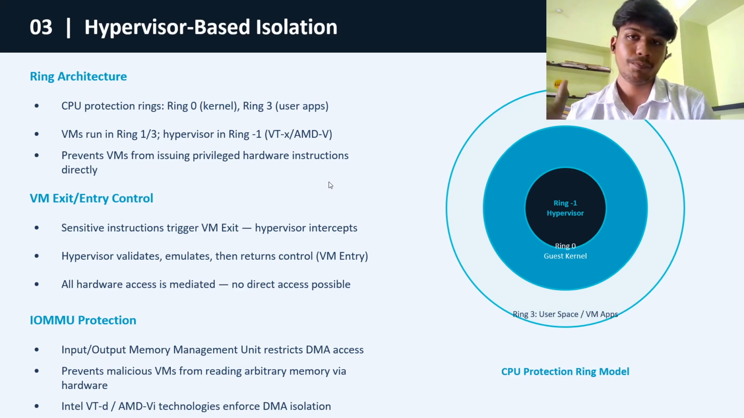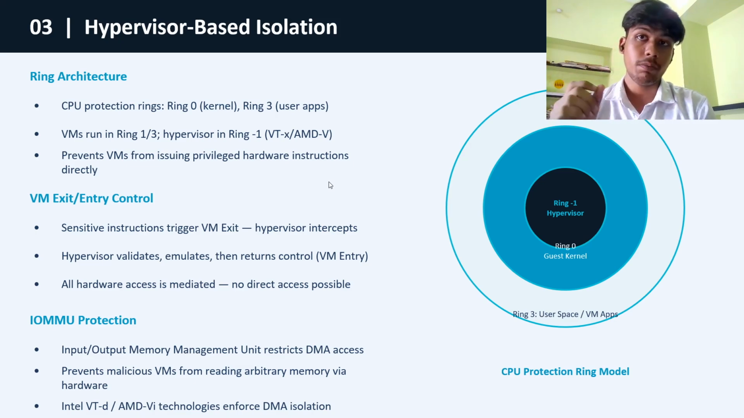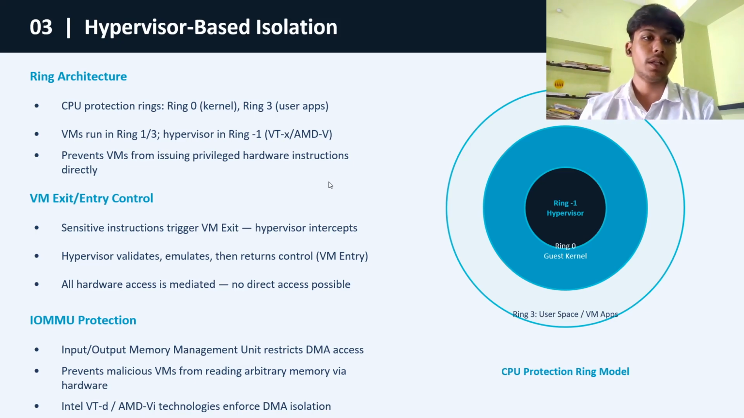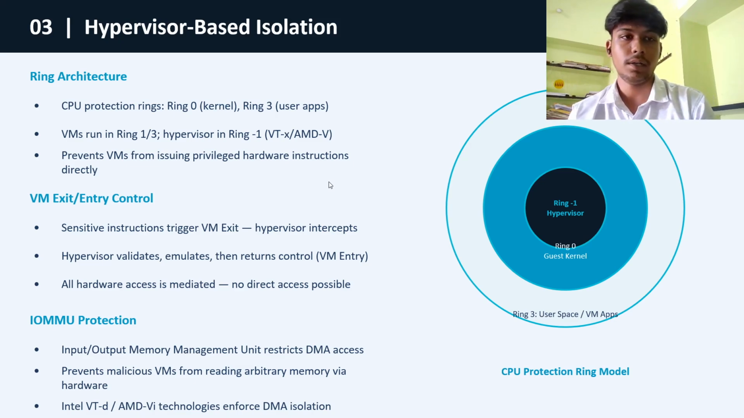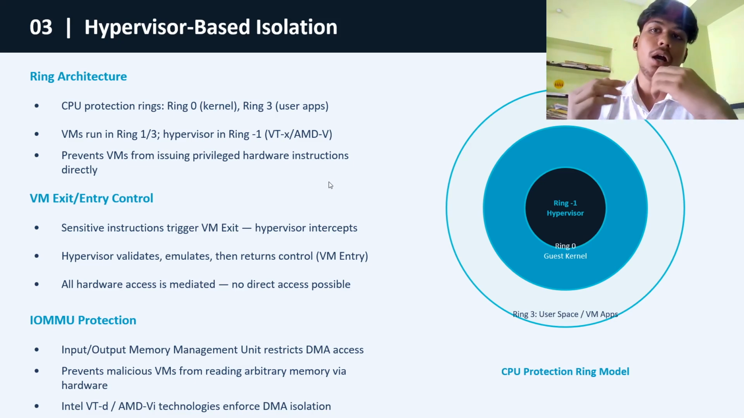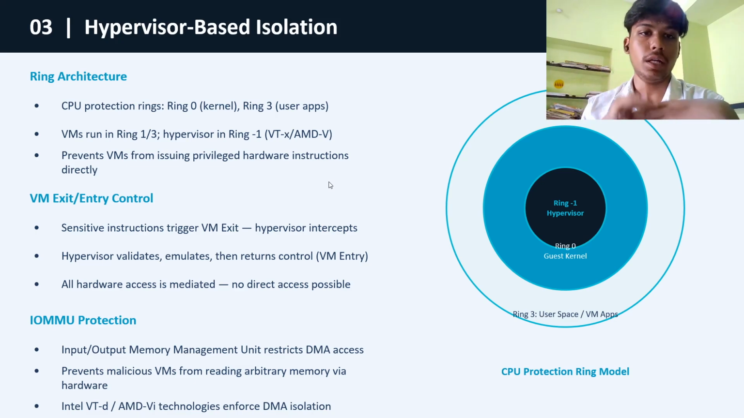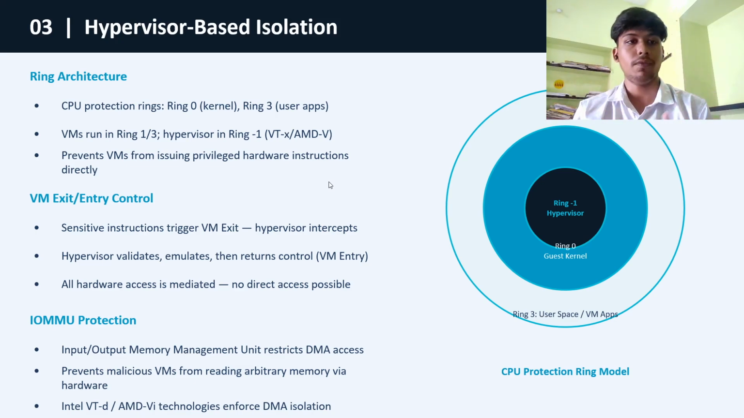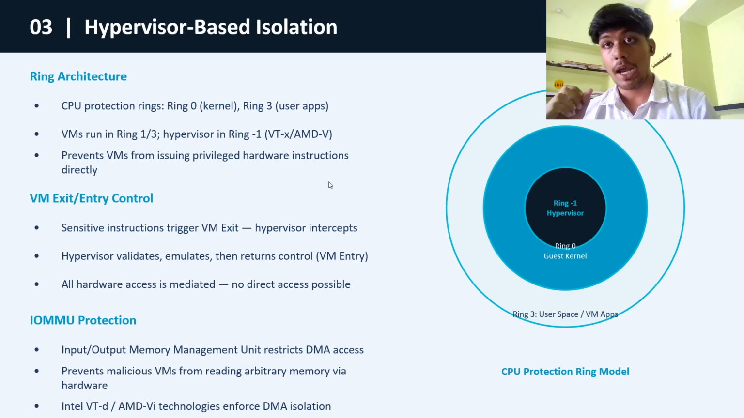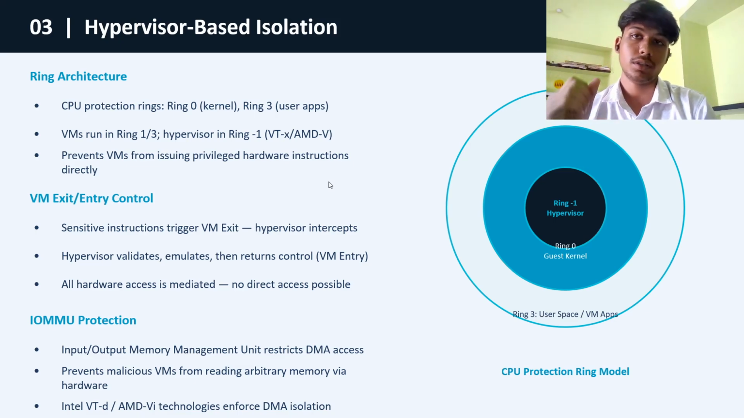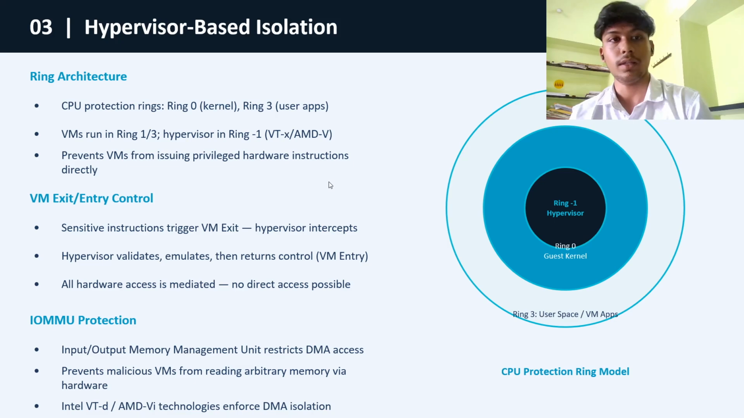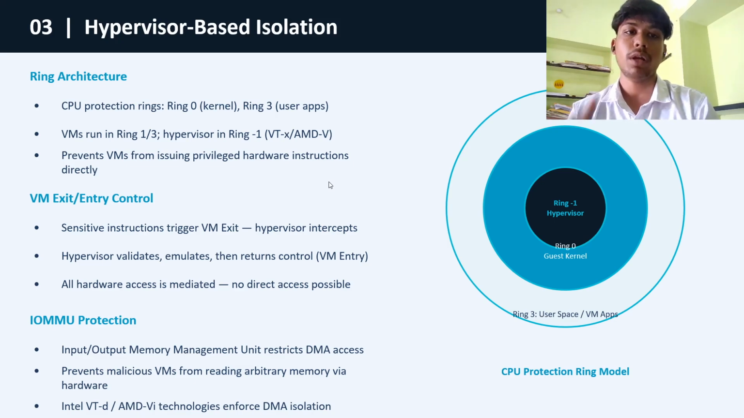Ring zero is the innermost ring. This is the most privileged. This is where the operating system kernel runs; it can do anything, access any memory, control any hardware. Now in virtualization, we add ring one, even more privileged than ring zero. This is where our hypervisor lives. The hypervisor is the most trusted piece of software in the system. It sits above everything.